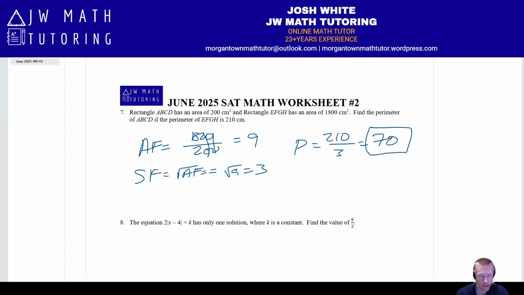You find the area factor, you take the square root of that, that's the scale factor, and then the perimeters will be related by the scale factor, which in this case is 3.